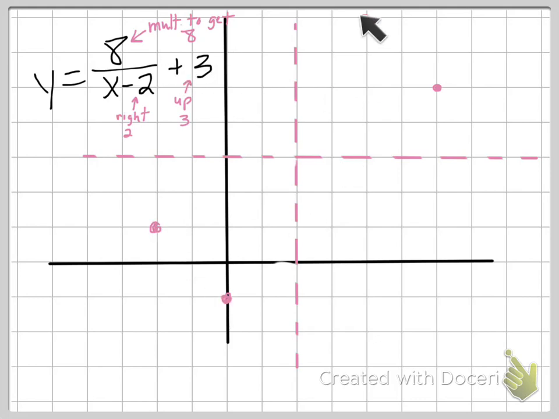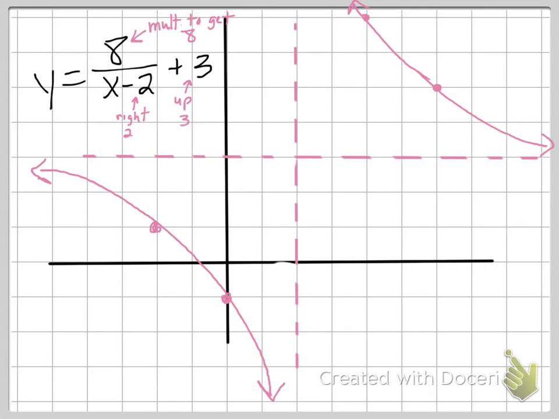And I already know from the parent function that this is going to kind of swoop this way, going from one asymptote to the other, and this one's going to kind of swoop this way, going from one asymptote to the other. So I've got my graph.